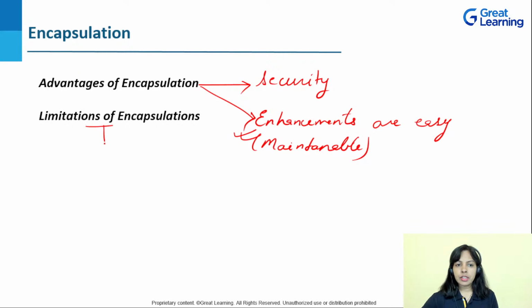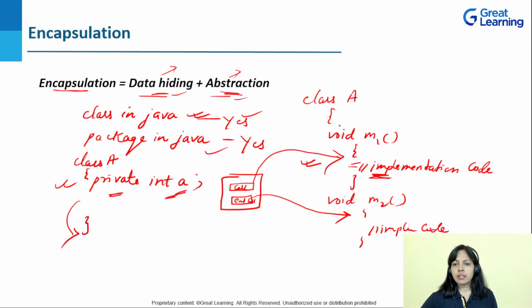Now, what are the limitations? What could be the limitation of encapsulation? That the length of the code increases. How does it increase? See here, if I don't have to include everything inside a class, then I should have just written the method here and this method here. That's it. Unnecessarily, I have to add one line for writing the class, then these brackets. So 3 lines extra is added.